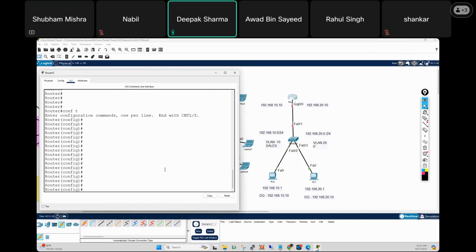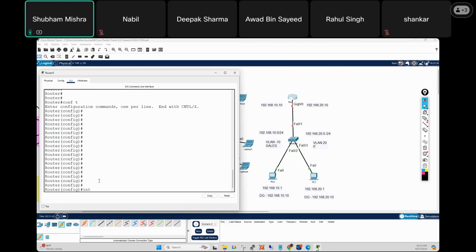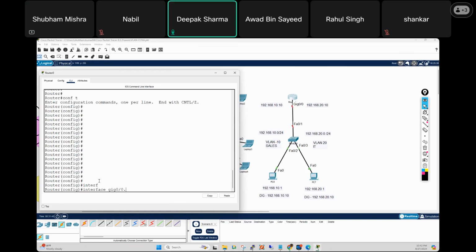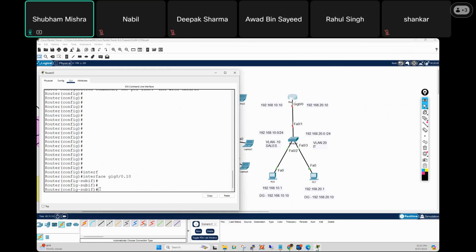Okay. What I need to do, guys, first of all, you have to configure the sub-interface. Yes or no? What is the command for the sub-interface? Anyone? Any idea? Interface gigabit 0/0.10, for example, for VLAN number 10. Done. Enter. Now we are in which mode? We are inside the sub-interface. Yes or no?